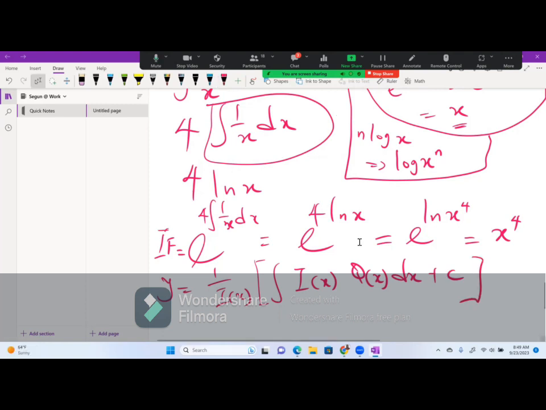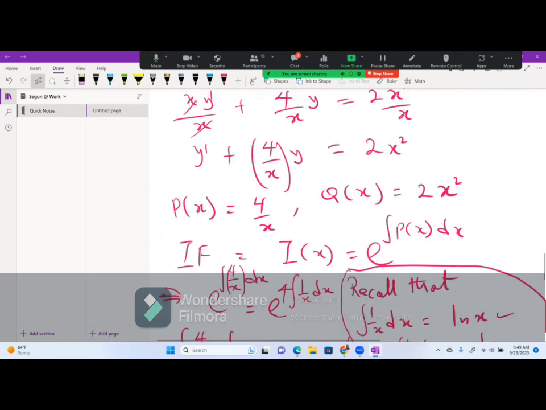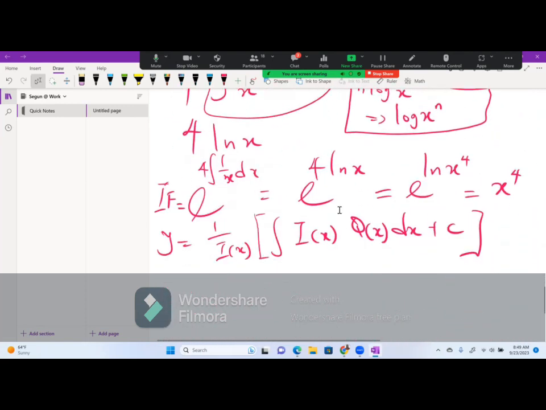Now, we know our I of x, which is our integrating factor. We know our q of x, which is our 2x squared. Then let's substitute them. So what do we have when we substitute? You have y equals 1 all over x raised to power 4, integral of x raised to power 4. What is q of x? 2x squared, everything dx plus c.